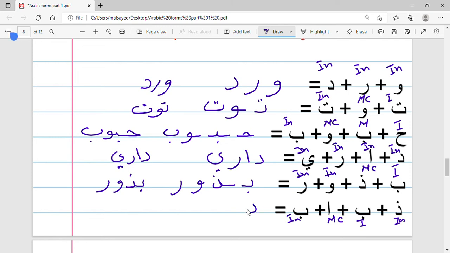So that's the dal, the independent form. El ba is the initial form. El alif is the middle form. El ba is the independent form.